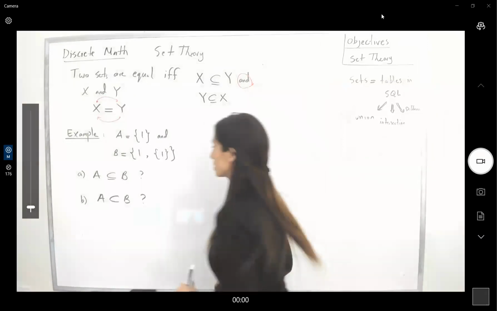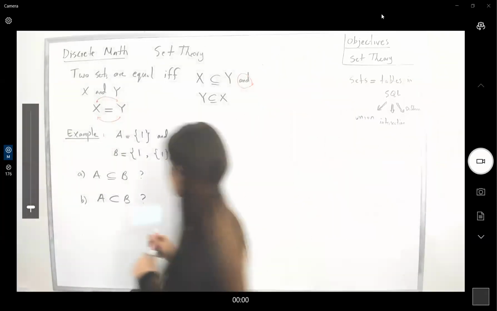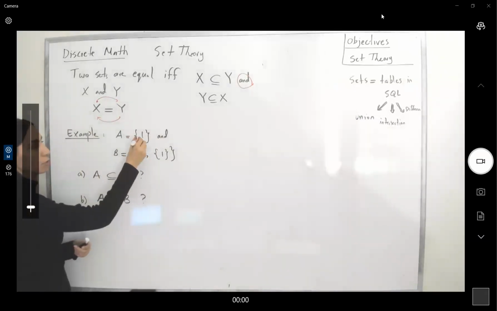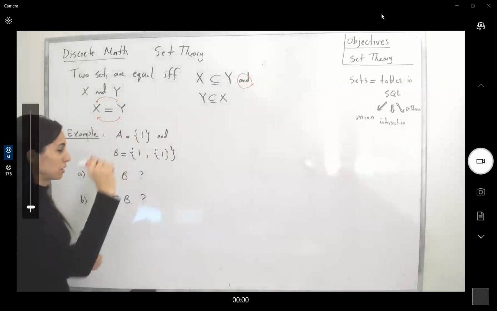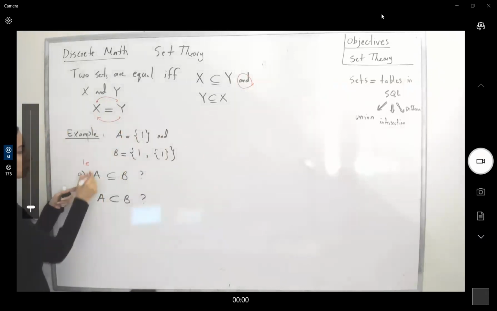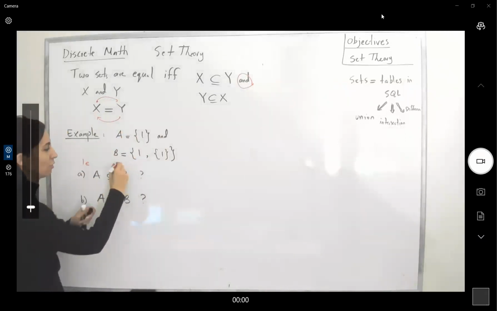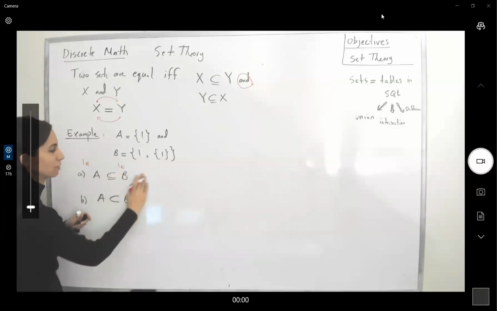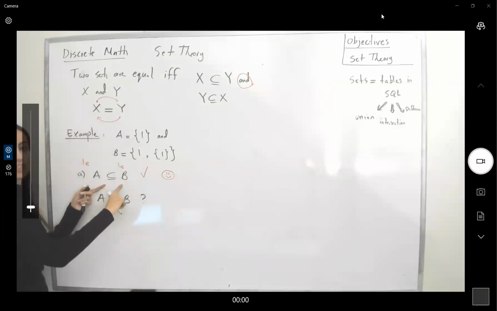So take a look at these two sets. If I take any random element in A, an element which is a member of set A, it only has one member. 1 belongs to A. Does 1 belong to B as well? Yes, 1 belongs to B as well. So the answer is yes. A in general is a subset of B.